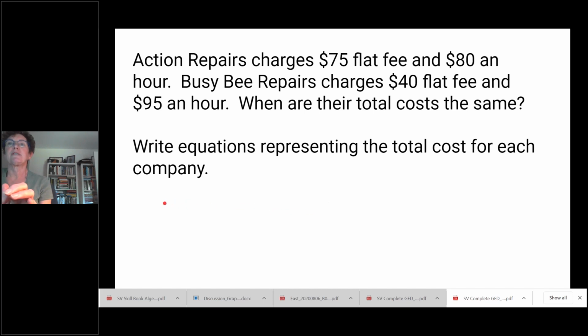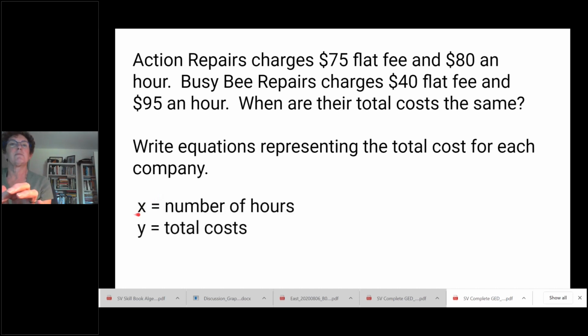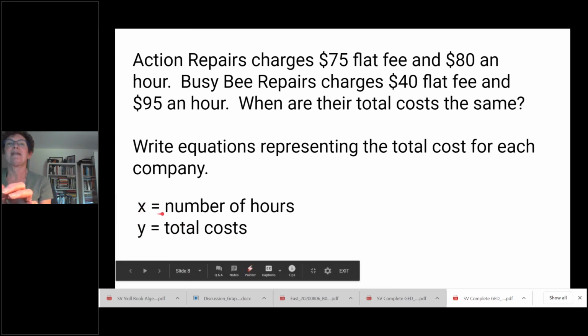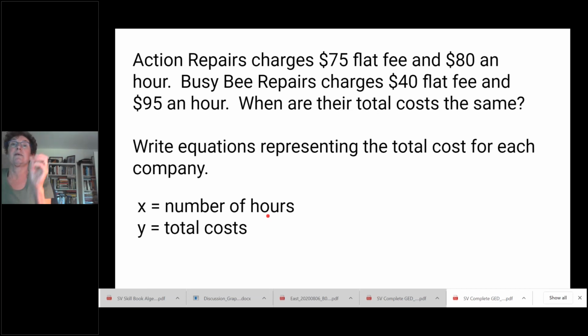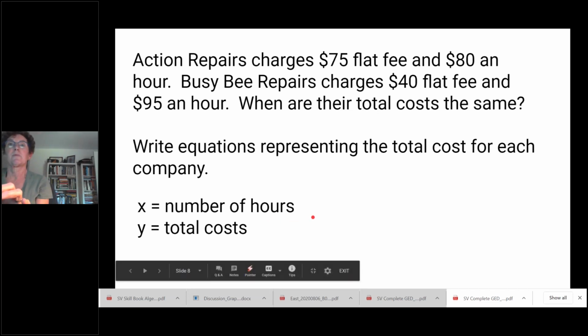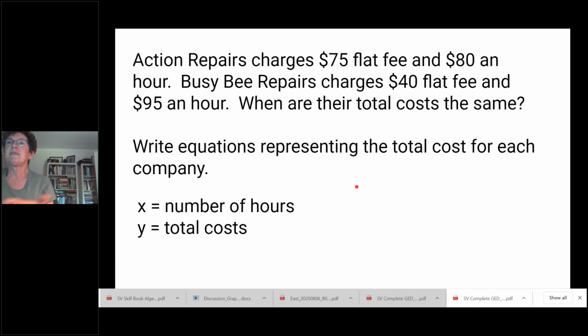Again, when we write equations, we are going to define our variables. So in this case, Y is our total cost, and X is the number of hours that the repair person is working on my appliances. So we're going to write them in y equals mx plus b slope-intercept form again. So for Action, here's my b, my y-intercept, and here's my slope, my rate, $80 an hour.